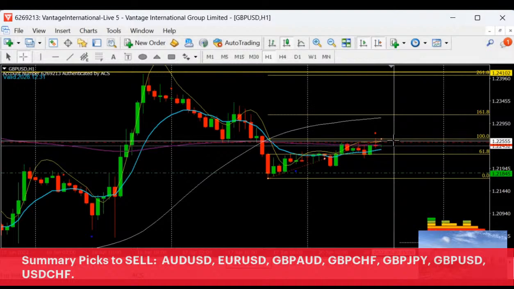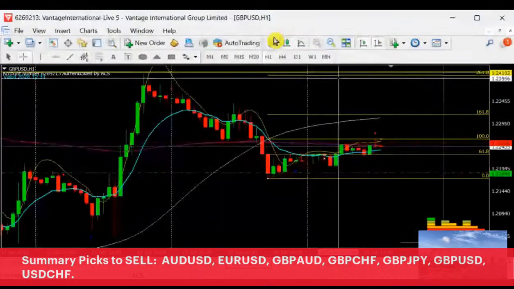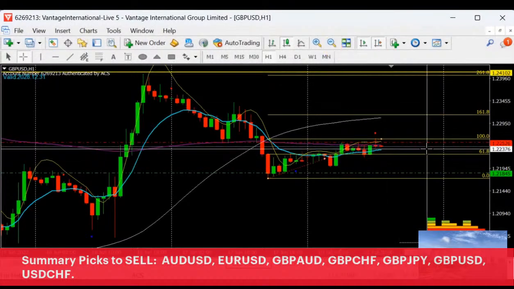Top of 2 red candle. Now, 1.8 is the maximum volume area. This is the maximum volume area.